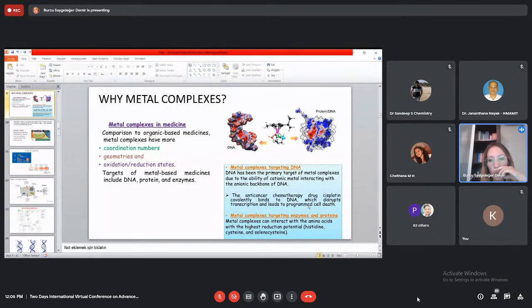The anti-cancer chemotherapy drug cisplatin, as we know, covalently binds to DNA, which disrupts transcription and leads to programmed cell death, which we call apoptosis. Metal complexes also target enzymes and proteins. Metal complexes can interact with the amino acids with the highest reduction potential, for example, histidine, cysteine, and selenocysteine.